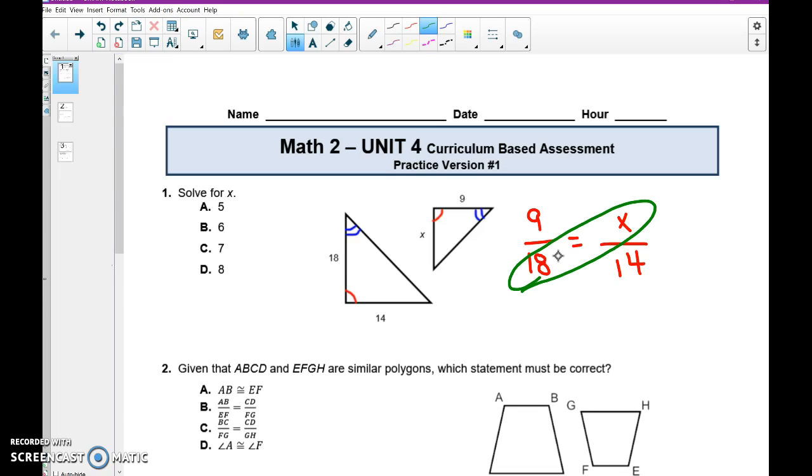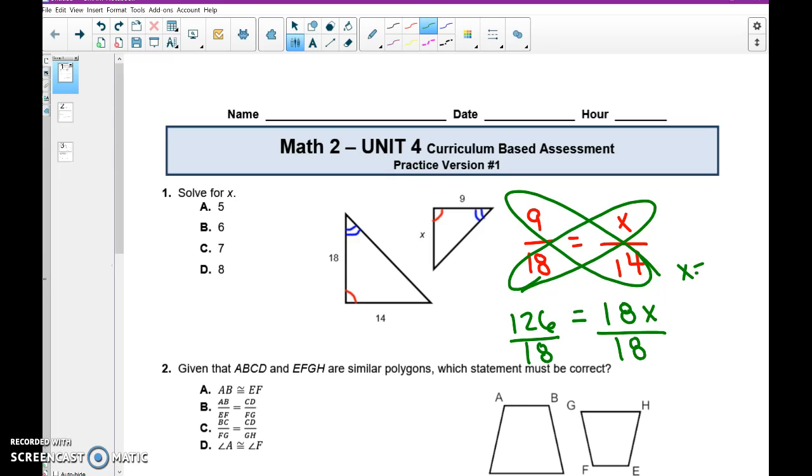So if you cannot do that in your head, you can cross multiply. 9 times 14 gets you 126. 18 times x is 18x. If we divide both sides by 18, we will still get that x equals 7. So whichever way you did it, you should have gotten C.